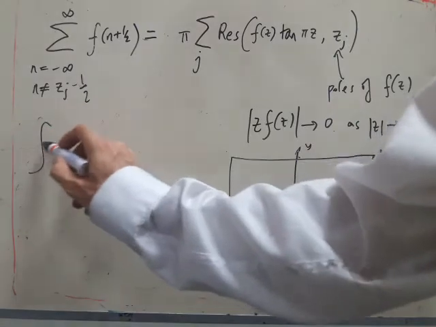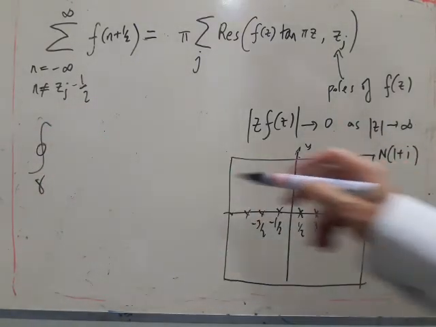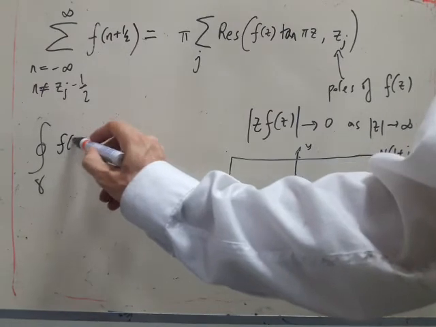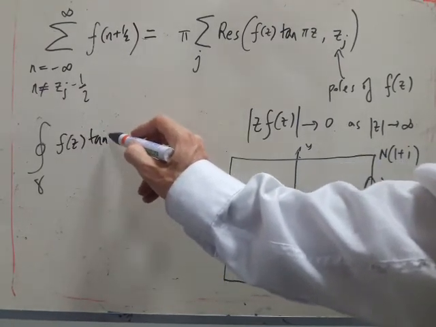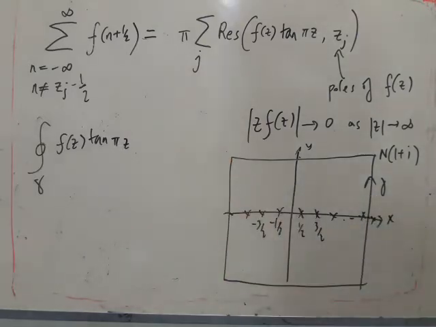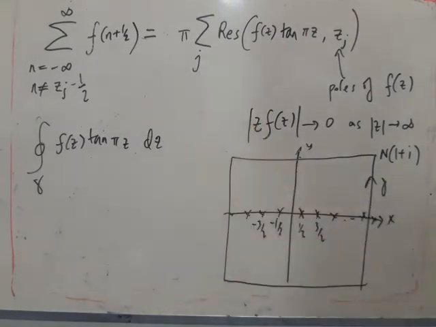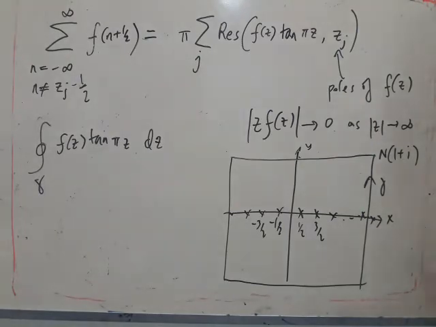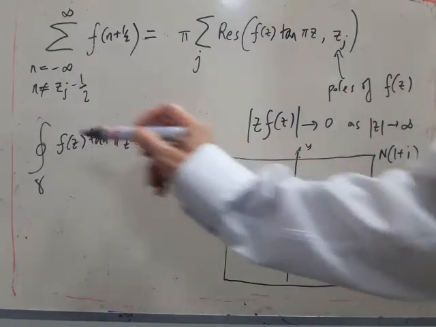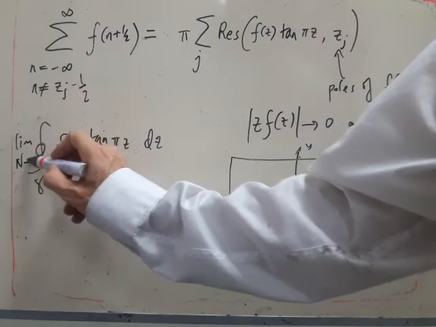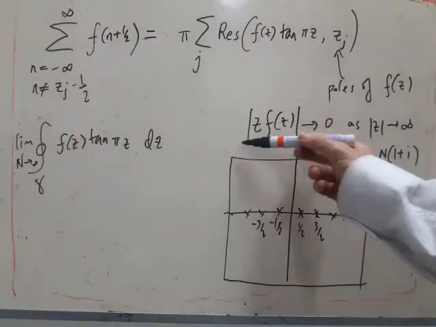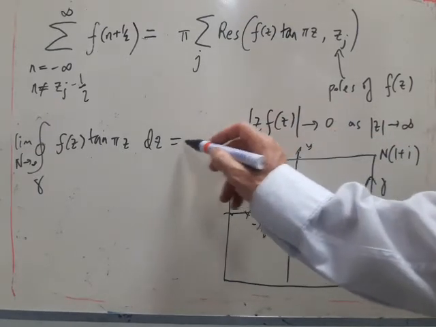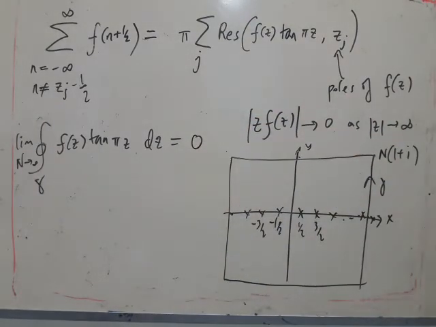So again, we consider the contour integral of f(z) tan pi z. It's then straightforward to show in the same way as we did before that in the limit as n goes to infinity, this integral, this integral, this integral, this integral all approach 0. So this is equal to 0. So that means the sum of the residues of all the poles inside are equal to 0.